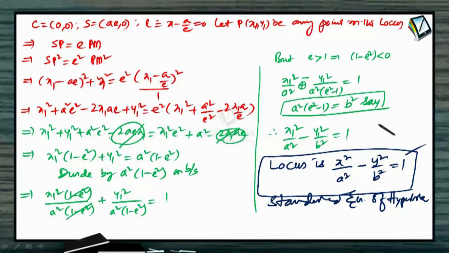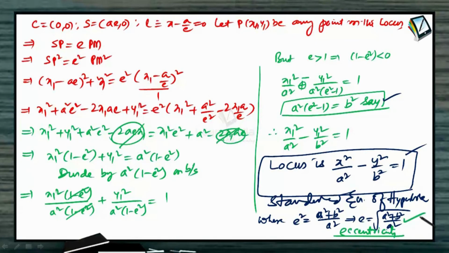Now here when we assume A square into E square minus 1 as B square, from this we can get the value of E square. E square is equal to B square by A square plus 1, that is nothing but A square plus B square by A square. That can be written as E is equal to root over A square plus B square by A square. This is what is called eccentricity. So the eccentricity of the hyperbola is E equal to root over A square plus B square by A square, which is always more than 1.